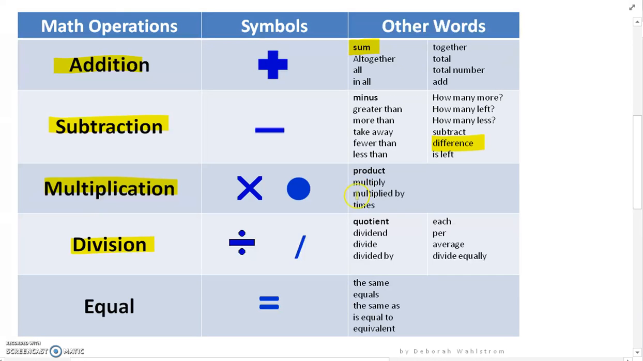Moving on to multiplication, there's the word product. It's the answer when you multiply 2 numbers. And then finally with division, quotient. The answer when you divide 2 numbers.